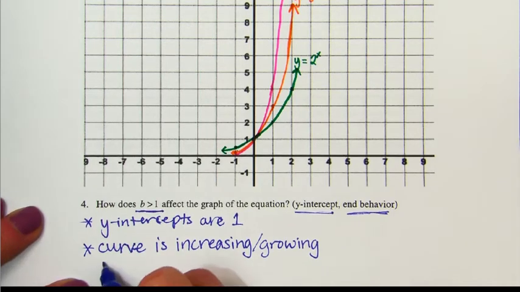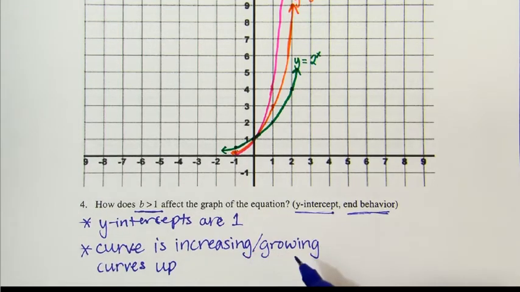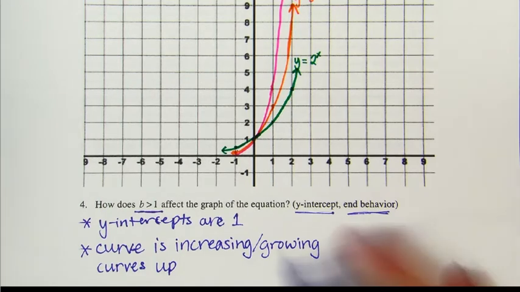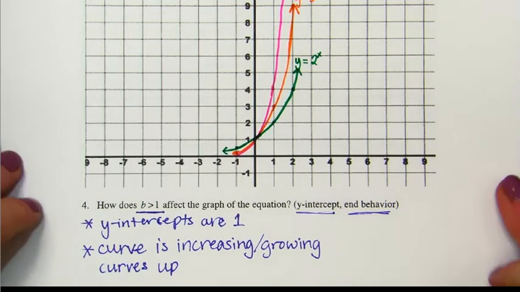We could also say it curves up, or any other kind of observations you can make about what's happening here, definitely write down. It doesn't have to just be about the B greater than 1. It can be any observations. The more observations you can make, the better. Okay. So, next page.